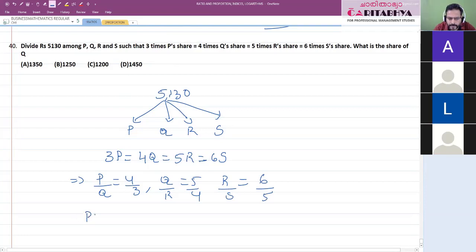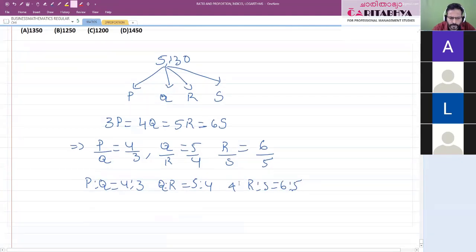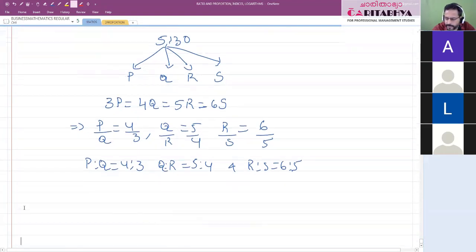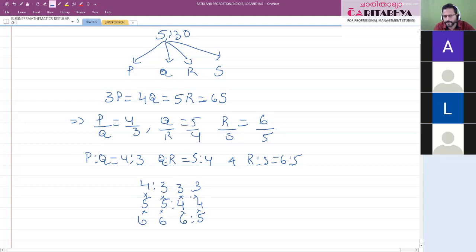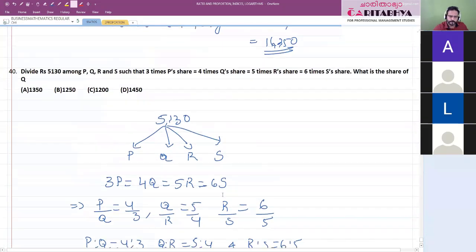So ഇതിൽ നമുക്ക് P is to Q കിട്ടി 4 is to 3, Q is to R is equal to 5 is to 4 and R is to S is equal to 6 is to 5. സോ ഇതിൽ നമുക്ക് P is to Q is to R is to S കണ്ടുപിടിച്ചൂടെ? കണ്ടിന്യൂസ് റേഷ്യോ വേണ്ടി. So ഇവിടെ 6, ഇവിടെ 6, ഇവിടെ 5, 4, 3, 3. Multiply ചെയ്താൽ നമുക്ക് P is to Q is to R is to S കിട്ടി. അതിൽ നിന്ന് Q-ന്റെയോ R-ന്റെയോ കണ്ടുപിടിക്കാം. Q-ന്റെ ഷെയർ ആണ് ക്വസ്റ്റ്യൻ.